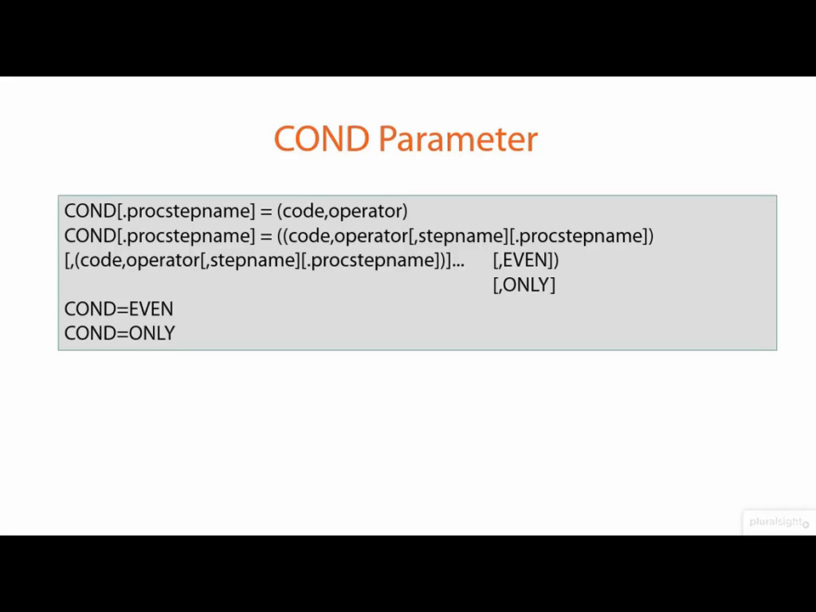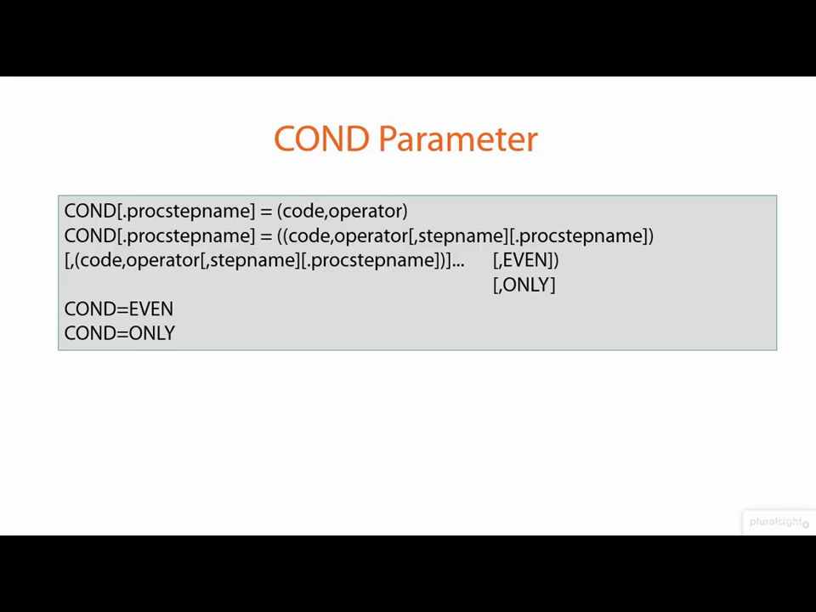One of the other aspects of multiple step jobs is the use of the condition parameter on the execute statement. In this particular situation, you can see that we have a condition parameter and we can refer back to a previous step name or proc step name if we need to identify a particular step that we want to test the condition code for.